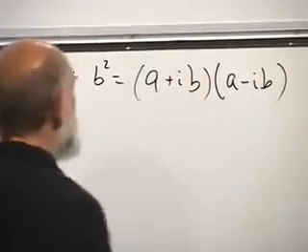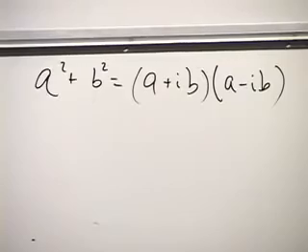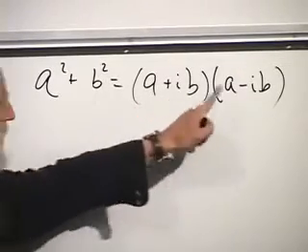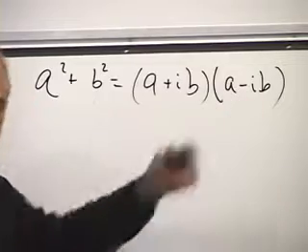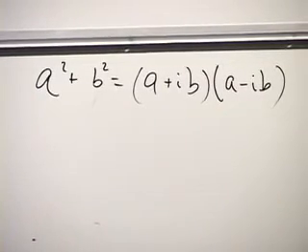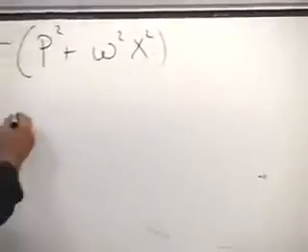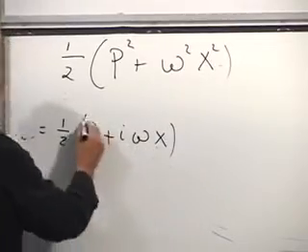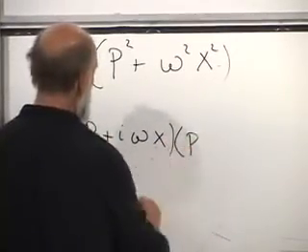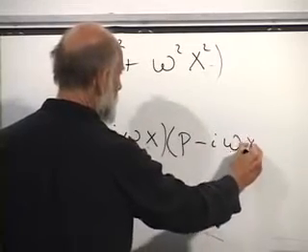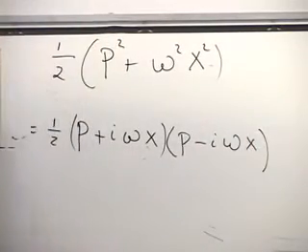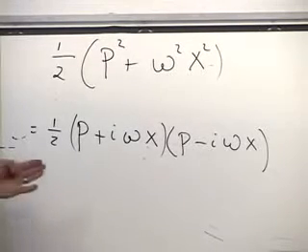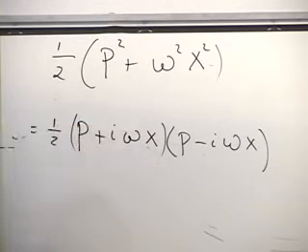Now, do I have that right? Yeah, I have that right. A squared minus i times i is plus b squared, and the cross term cancels out. Okay, so let's write this in the form p plus i omega x times p minus i omega x. I haven't done anything. I've just rewritten the sum of squares in a different form. But now I'm going to give these guys names, p plus i omega x and p minus i omega x.